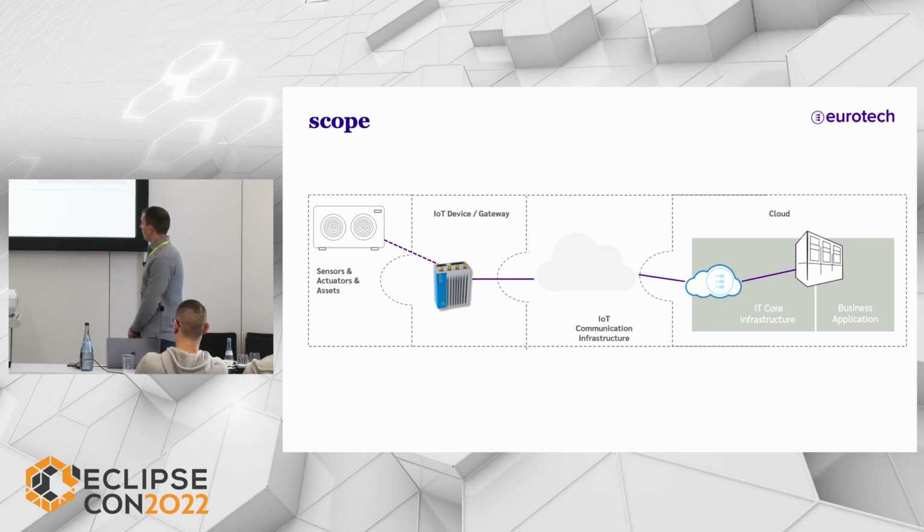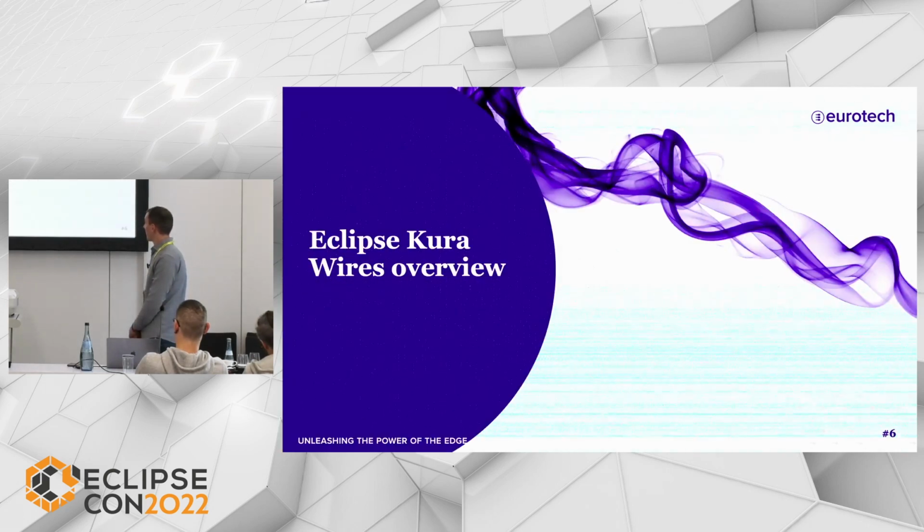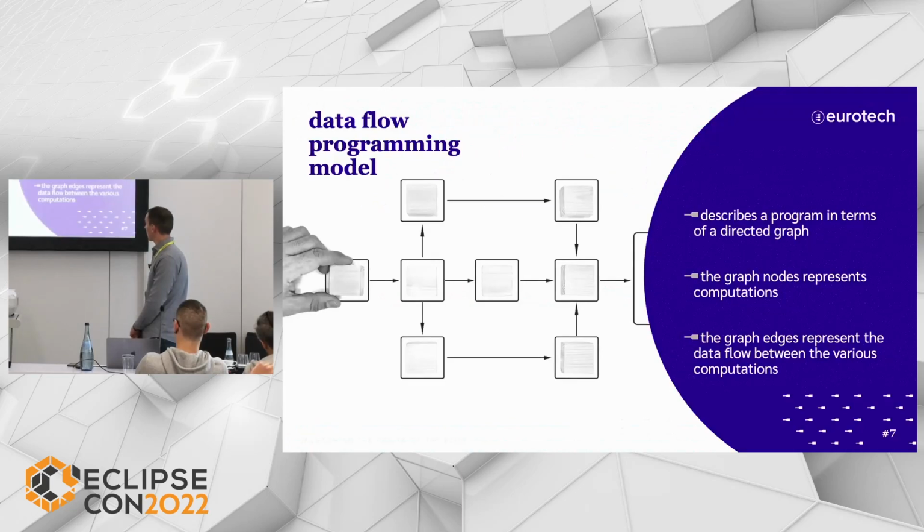Kura, or ESF, runs on an IoT gateway, as you can see there, that usually is connected to some sensors, actuators, or other devices like PLCs that you have on the field. You want to gather data from them, do maybe some processing, and then send it to the remote endpoint. This is one of the typical use cases that we address. So let's talk about Kura Wires and how it fits into this.